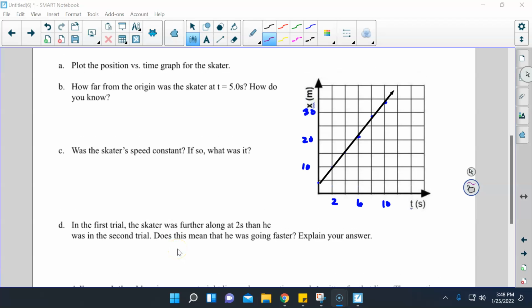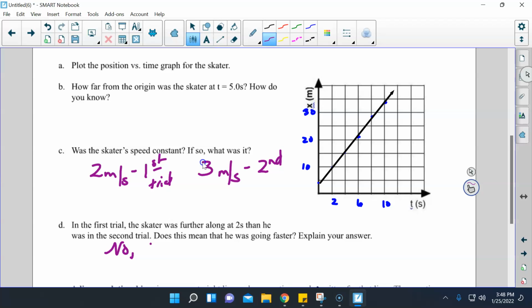If you remember, in this trial right here, we had gotten a speed of 3 meters per second. So this was the second trial. In the first trial, we got 2 meters per second. Okay, so it says the skater was farther along at 2 seconds than he was in the second trial. Does that mean he was going faster? Not necessarily, because the starting position in trial 1 is 10 meters. And so you need to look at that.